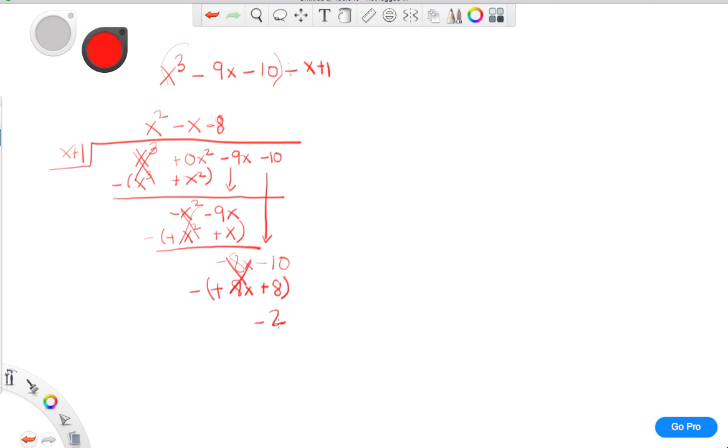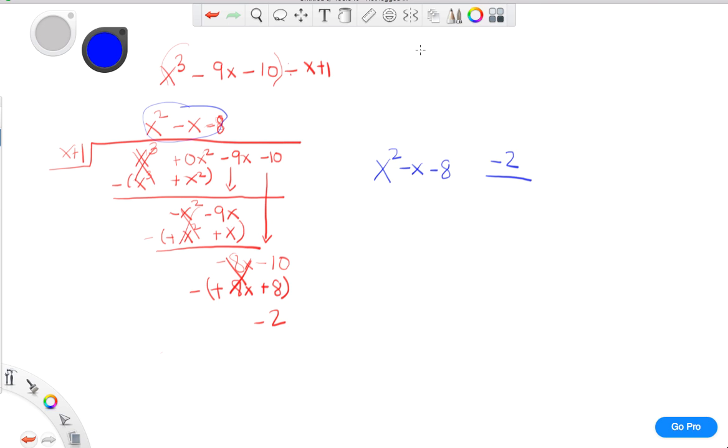Okay, so let's see if I can go down here and change my, let's go to blue. All right, so I have this right here. This will be x squared minus x minus 8. I have a remainder of negative 2. So I'm going to put negative 2 in the numerator, and we're dividing by x plus 1 the whole time.